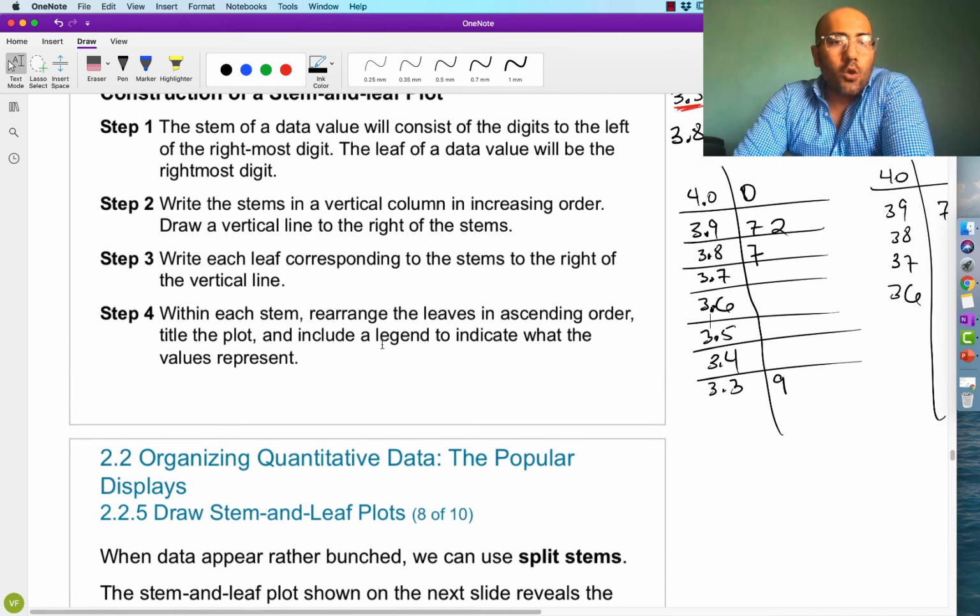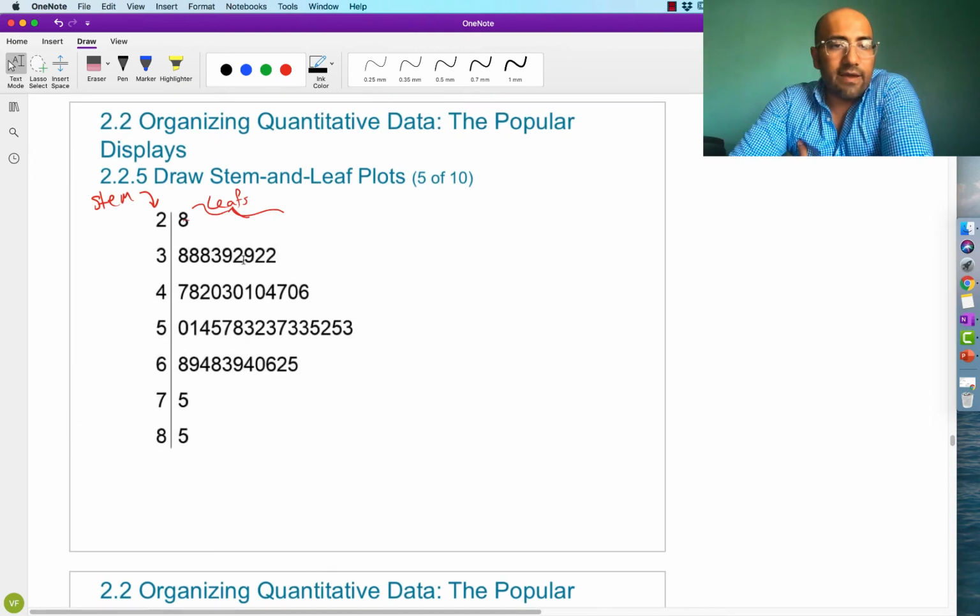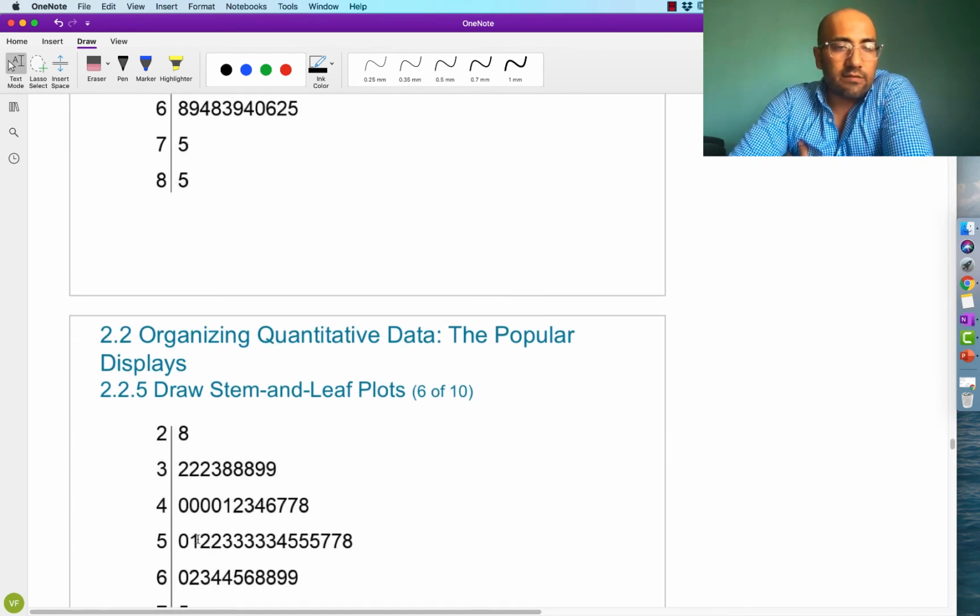So write each leaf corresponding to the stem on the right. Within each stem, rearrange the leaves in ascending order. Title the plot. Okay, so once we've already put them all, identified them all, then they might be in a random order here. So it'd be nice if we organize them from the smallest to the largest, or the other way around. So that's what this is here, for example.